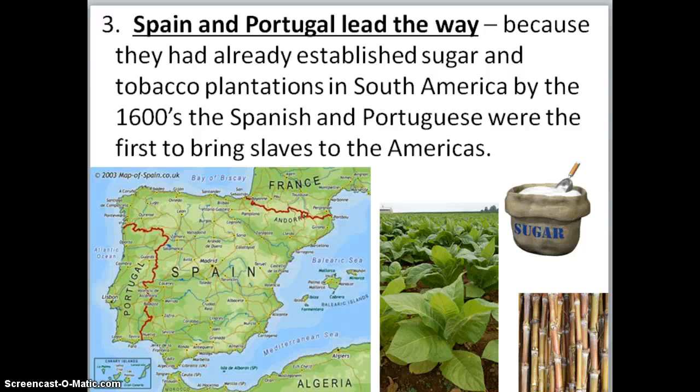The third cause is that Spain and Portugal led the way. Because they had already established sugar and tobacco plantations in South America by the 1600s, the Spanish and Portuguese are going to be the first to bring African slaves to the Americas.